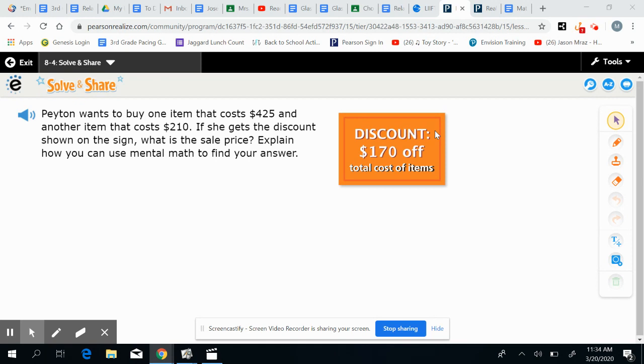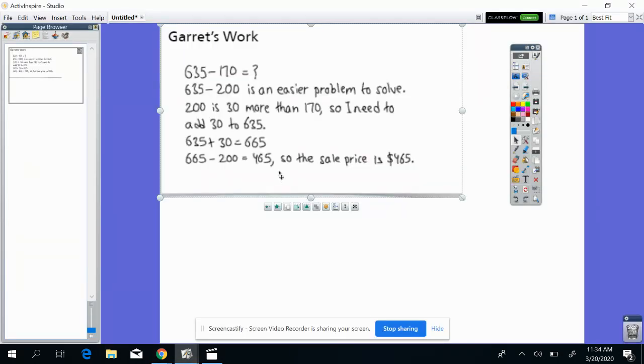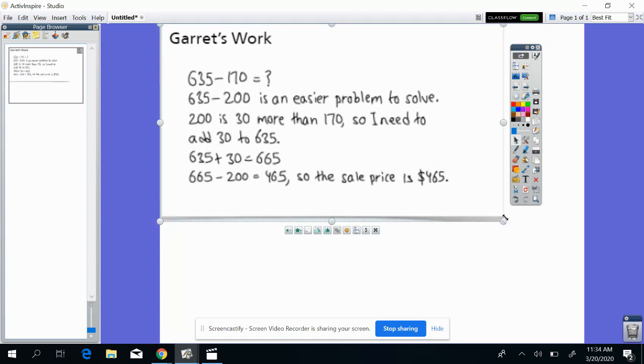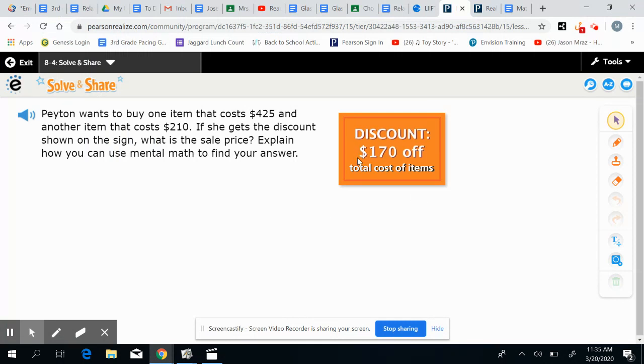So what I'm going to do right now is show you a sample of student work, and one way that this student named Garrett solved this problem. He didn't show his work for adding, but what he did was he added 425 plus 210, and he got 635. Now this 170 he subtracted, because in the problem we had to take off the discount of $170 off, right?